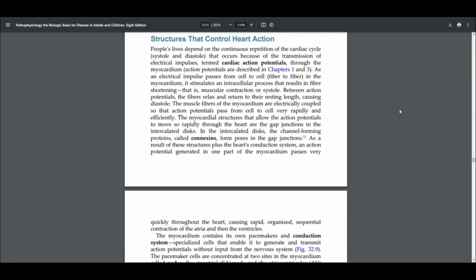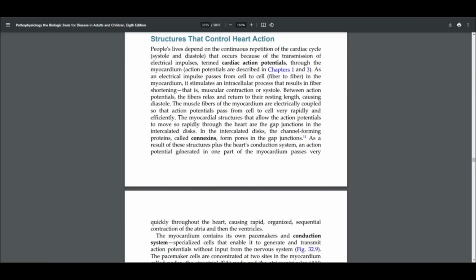The muscle fibers of the myocardium are electrically coupled so that action potentials pass from cell to cell very rapidly and efficiently. The myocardial structures that allow the action potentials to move so rapidly through the heart are the gap junctions and the intercalated discs. In the intercalated discs, the channel-forming proteins called connexins form pores in the gap junctions.